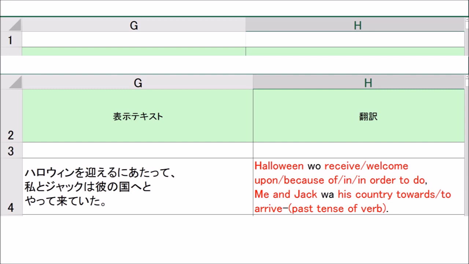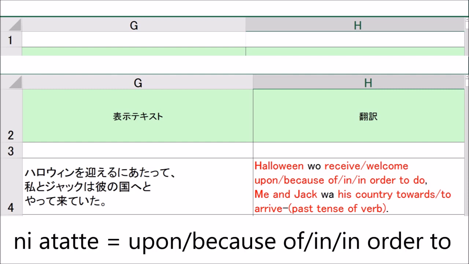So the first thing I changed is niatatte to upon, because of, in order to do, which, yeah, that's a mouthful. Niatatte is one of those grammar-y, phrasey things that is difficult to translate on its own and doesn't really make sense out of context, especially to a person who learned her Japanese through exposure instead of a textbook, but I'll do my best to explain.